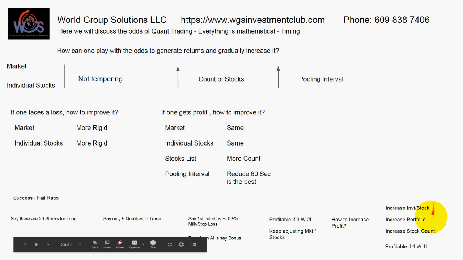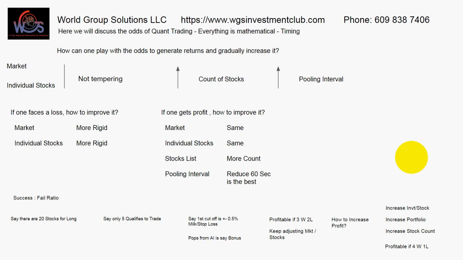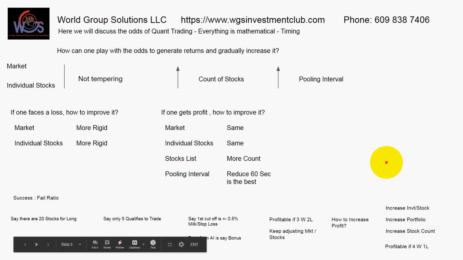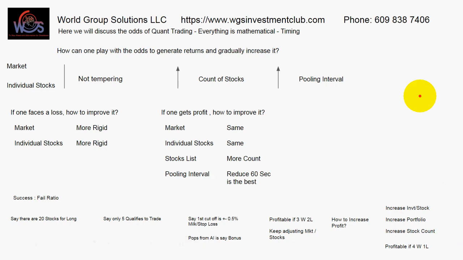So you are putting in some money, and you're increasing the number of stock count from say 100 stocks. Now you're scanning 350 stocks every 60 seconds. So of course your opportunity level is much higher. You're looking into much higher scenarios of chances to make money.